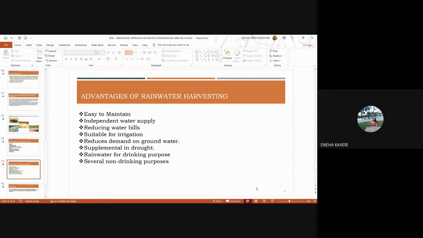The last one is about several non-drinking purposes. Rainwater, when collected, can be used for several non-drinking purposes, including cooking, bathing, flushing toilets, washing clothes, utensils, watering gardens, washing, etc. It is unnecessary to use pure drinking water if we need it for some other purpose rather than drinking. It can also be used for farming and in industries that require a large amount of water for production purposes or, say, processes.